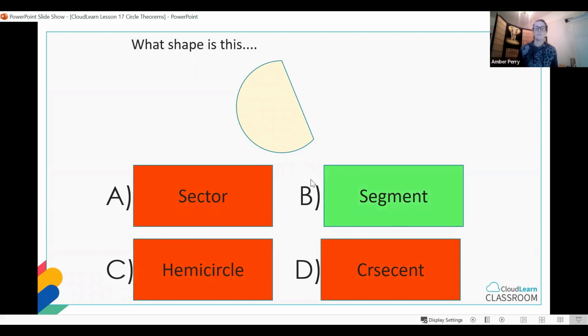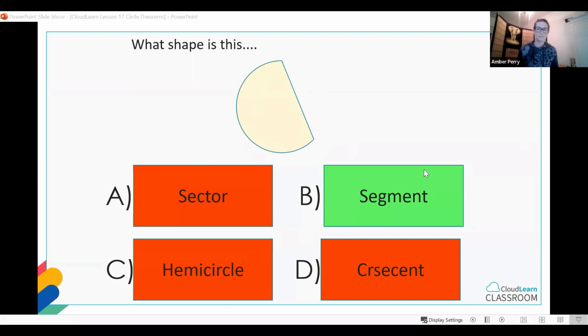I always think of it as remembering the orange segment, because it's kind of that shape. When you have a chord, it cuts the circle into two segments. You have the minor segment, which is the smaller one, and the major segment, which is what we've got a picture of here, the bigger one. So that's what a chord does. It cuts a circle into two segments.